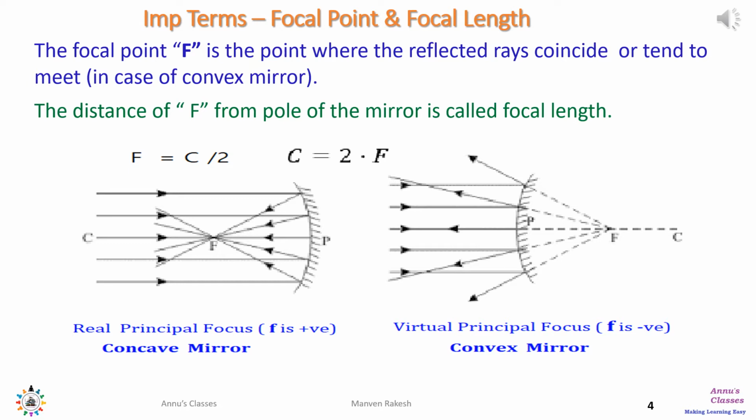The most important term for a spherical mirror is the focal point. It is the point where reflected rays coincide after reflection. As shown in the figure, in the case of the concave mirror, all the rays after reflection meet at a point F called the focal point. Whereas in the case of the convex mirror, the rays diverge after reflection, but when extended back with the dotted line, they again meet at the point F on the rear side of the mirror. The distance between this point F and P, that is focal point and pole, is called the focal length.